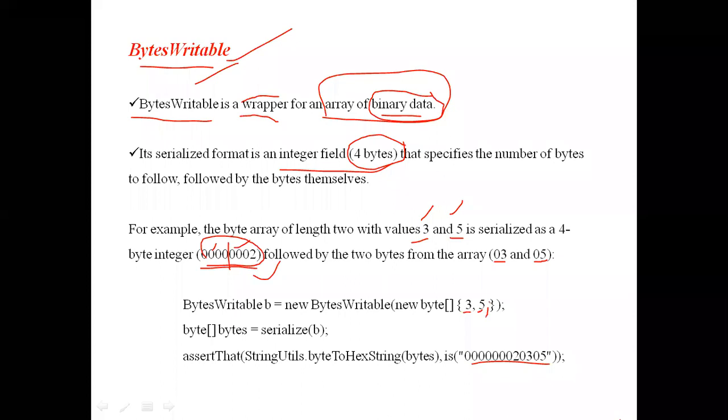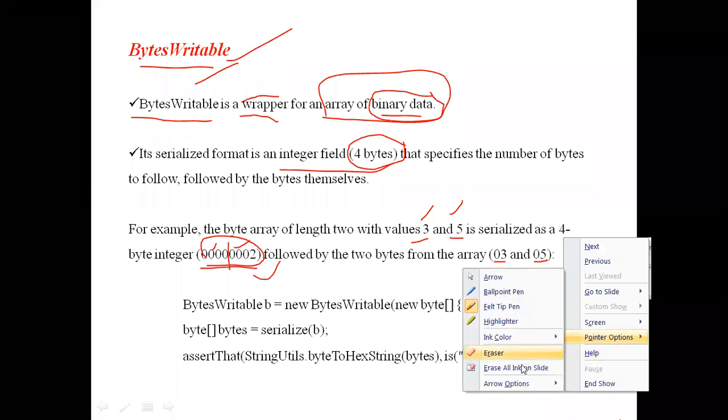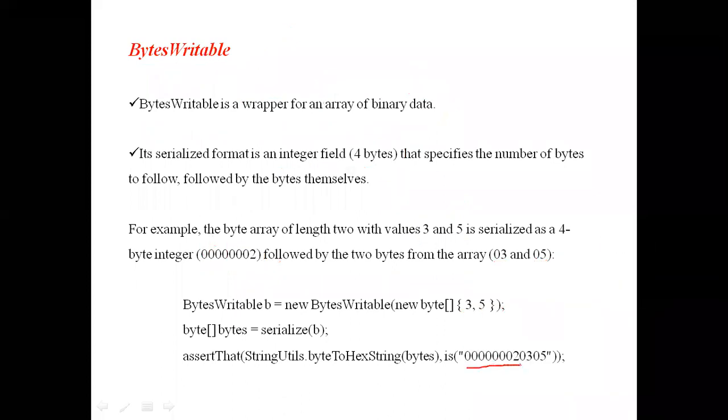For example, I have given 7 also: 3, 5, 7. If 7 is also given, after 05, 07 will be added. How many numbers are there? 3, 5, 7. So in the place of 2, here we get 3: 0000, first byte, second byte 0003. Next, first number 3, second number 5, third number 7. Like that, the first 4 bytes indicate the integer field, which indicates how many numbers we are going to store in that array.